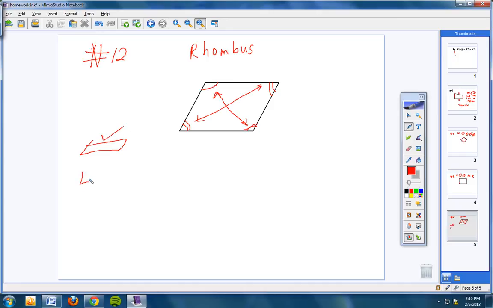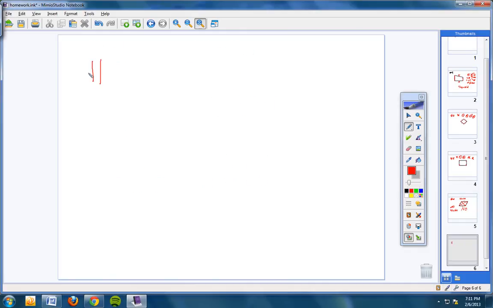But now it has to have 4 congruent sides. Well, it looks like it does, guys. You can't go by looks, okay? And there's no way to know for sure if this side and this side and this side and this side are all congruent. We don't know for sure. So we cannot state for sure that we have a rhombus. So we're going to have to say no, we're not for sure. Okay, number 13.